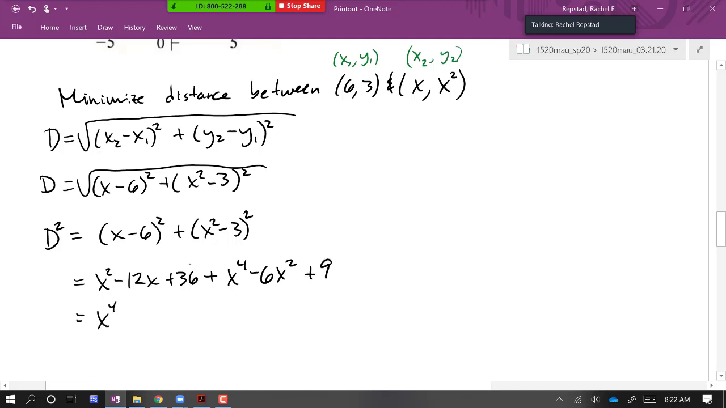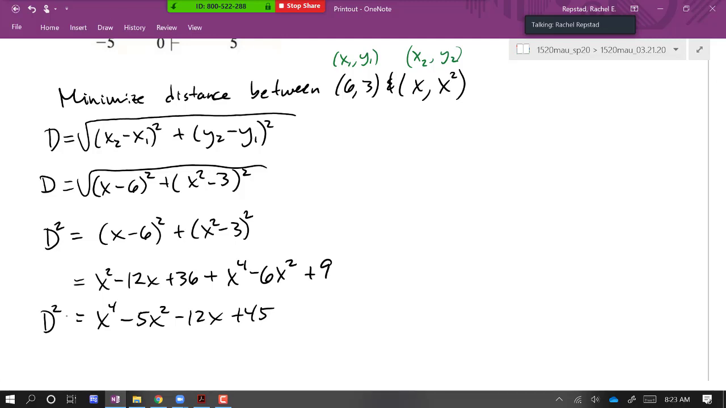x to the 4th minus 5x squared minus 12x plus 45. So there's d squared. Let's differentiate both sides with respect to x.